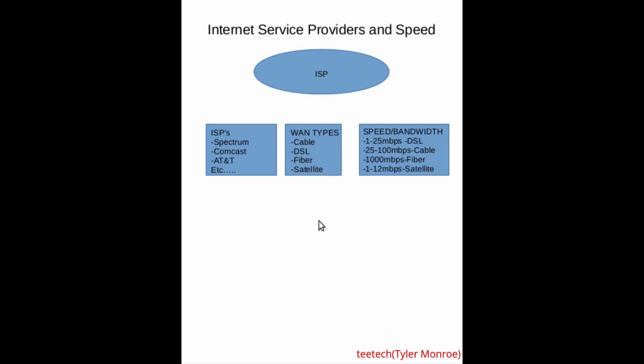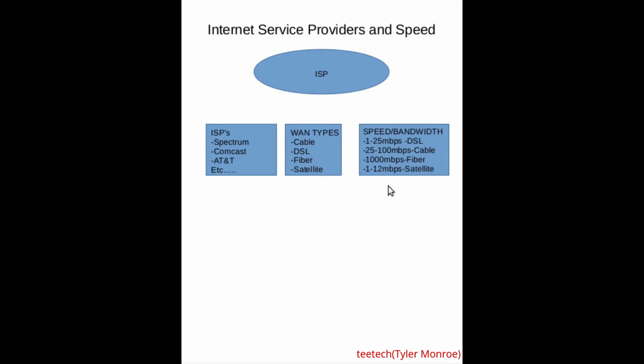Now, they all have their pros and cons as far as their availability, reliability in some cases, and of course, cost. Now, with the WAN type, you also have to worry about something called speed or bandwidth. Now, the speed or bandwidth is how much information we can send and receive with that internet connection.